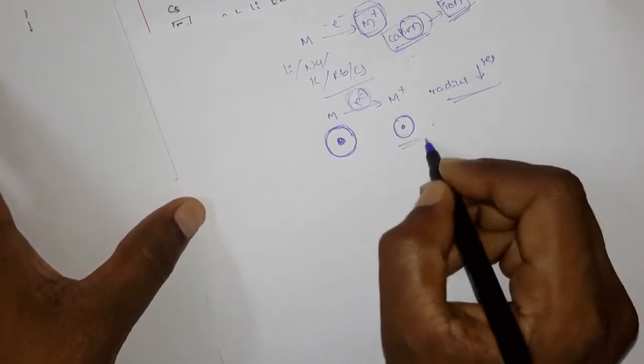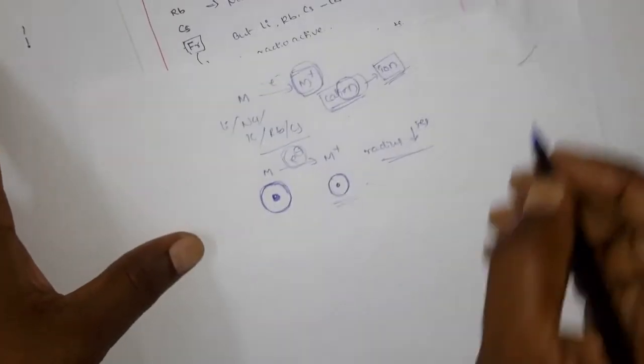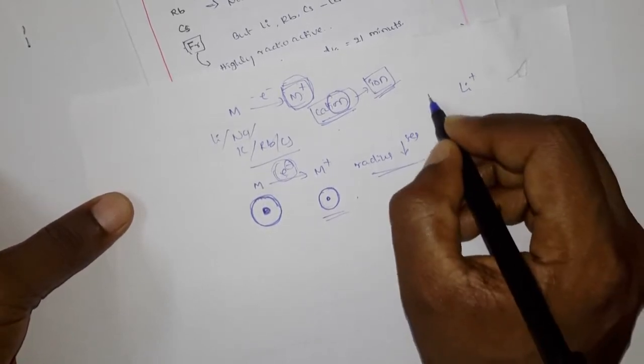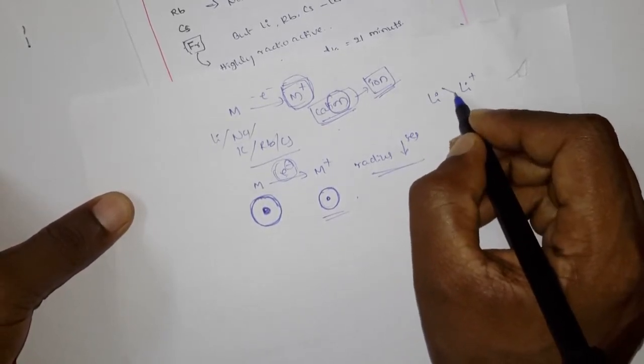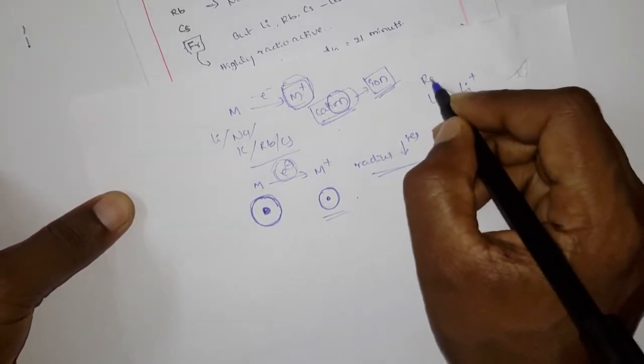Again, when you compare the ionic radius, from lithium plus, generally the lithium radius is bigger than the lithium plus. Here I am talking about the radius.